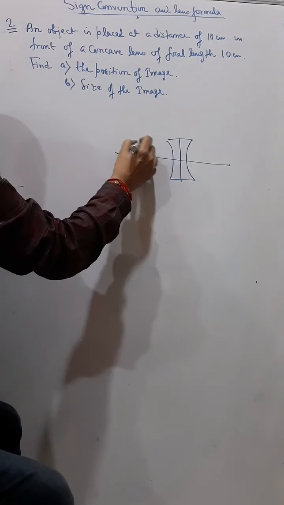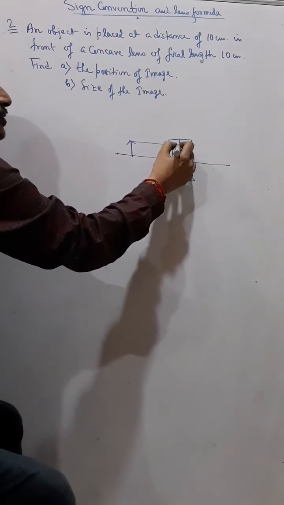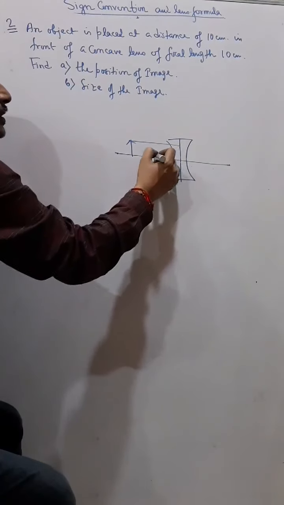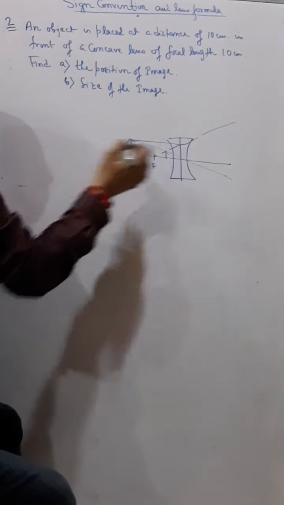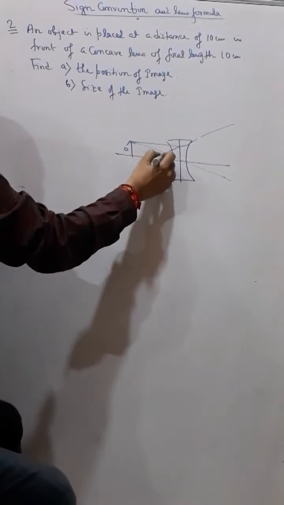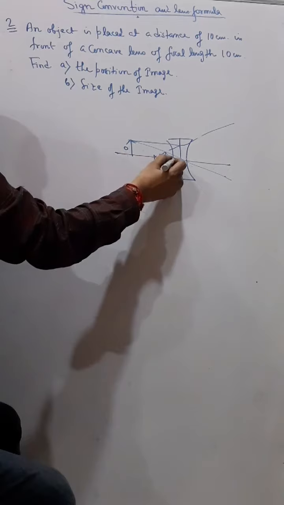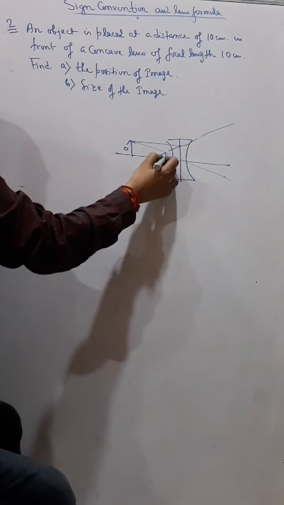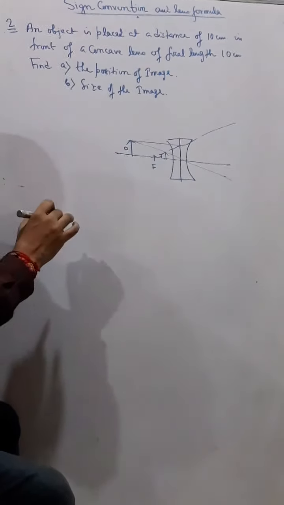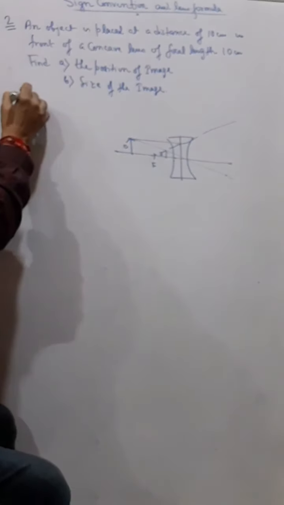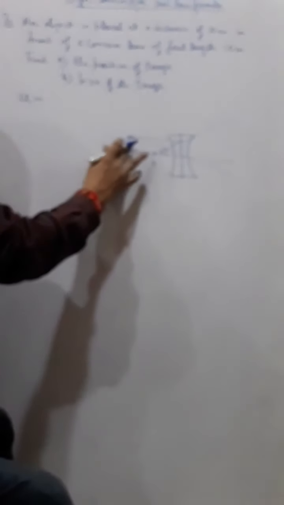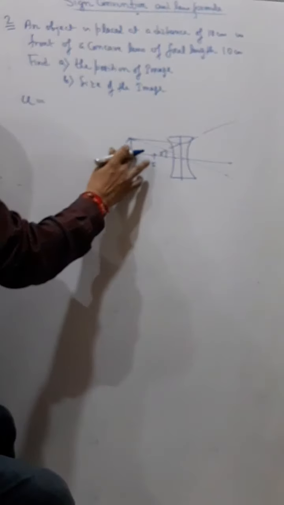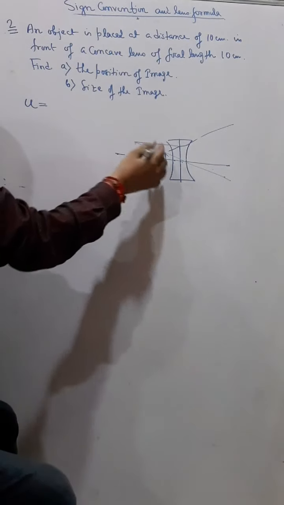So if the object is anywhere, the image is always, you know, this is the focus, and the image is always there. So this is the object, this is the image, this is the object distance, this is the image distance, right? And this is the focus. So from here you can understand the object is placed at a distance, the object distance, of 10 centimeters. So object distance is 10. Here in fact the object distance and focal length are the same. So don't worry about that.